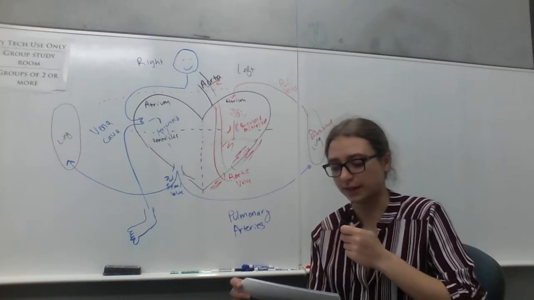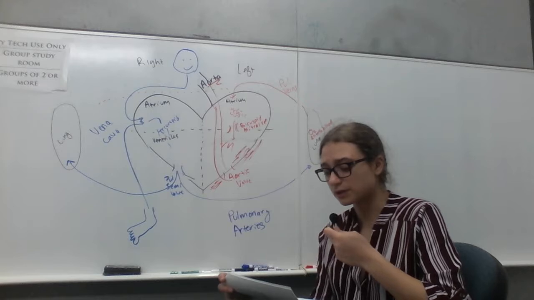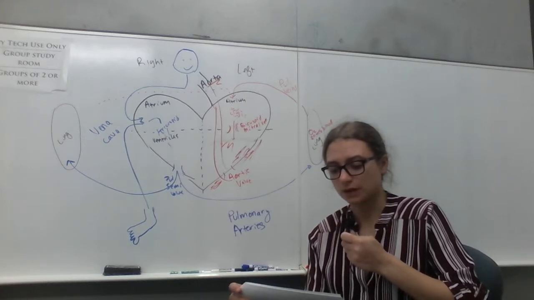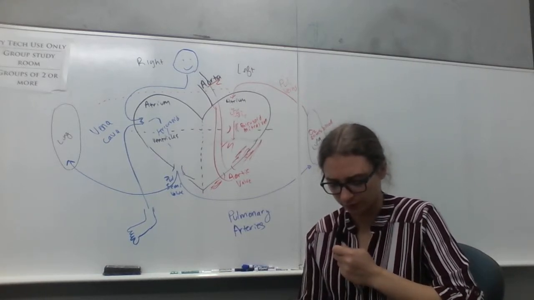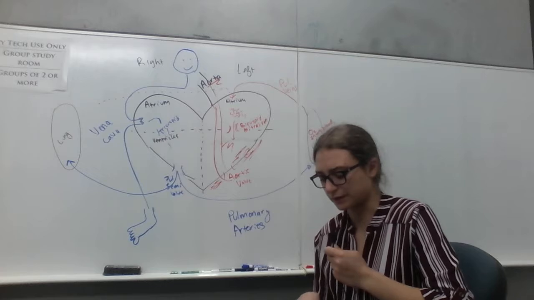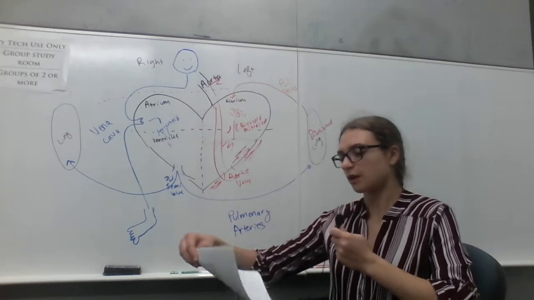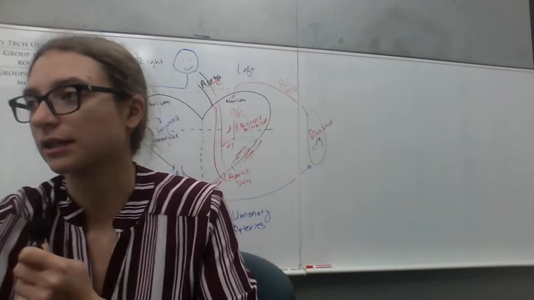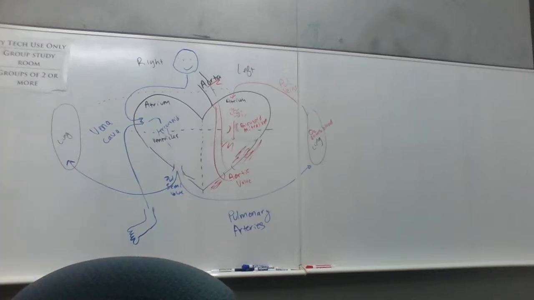So the next question, number 2, it says oxygen-rich blood is supplied to the heart by the coronary sinus and the cardiac veins. This is false. In order to make this one true, you just take out coronary sinus and cardiac veins, and you make it like this. Oxygen-rich blood is supplied to the heart by the left and right coronary arteries.